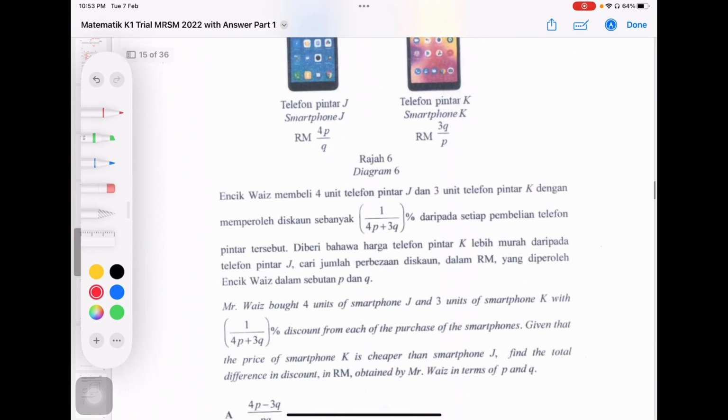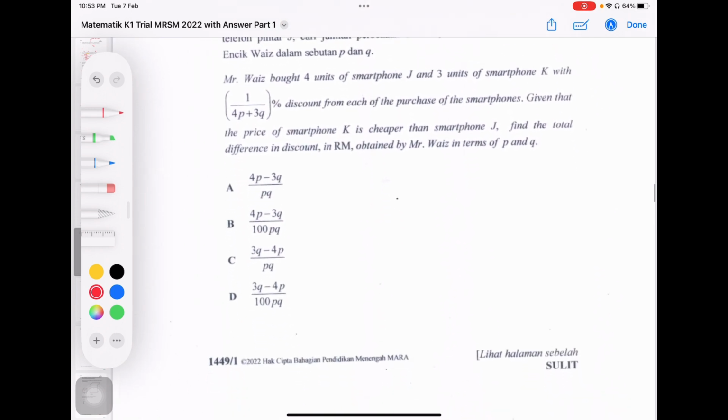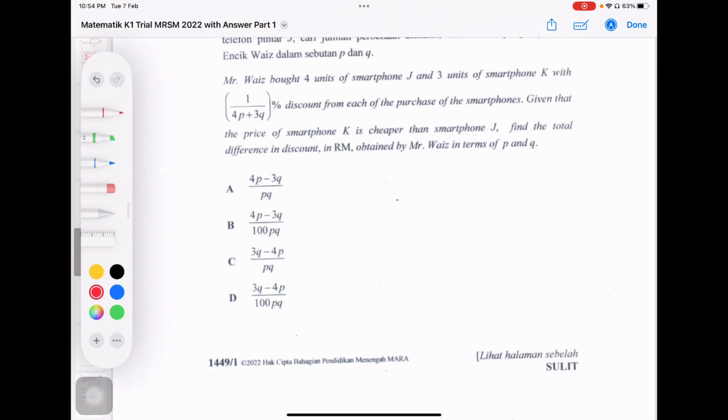Question 15. This one you need to read the question carefully. It says, Mr. Wais bought 4 units of smartphone J and 3 units of smartphone K with 1/4p plus 3q discount from each of the purchase of the smartphones. Given that the price of smartphone K is cheaper than smartphone J, so when it says cheaper, it means K is less than J. Find the total difference in discount in RM obtained by Mr. Wais in terms of P and Q.